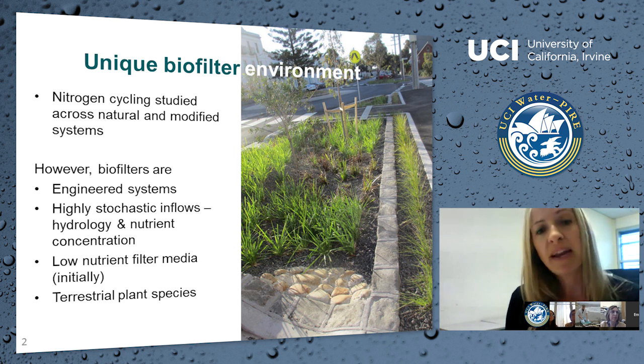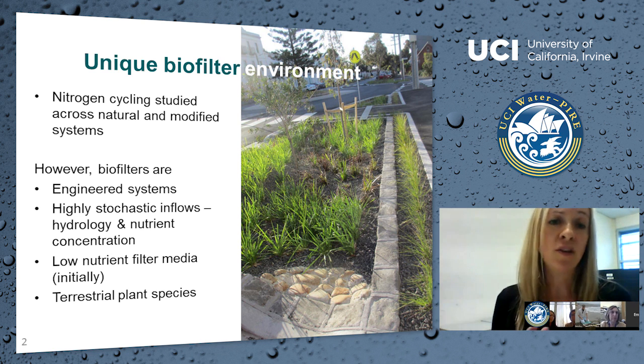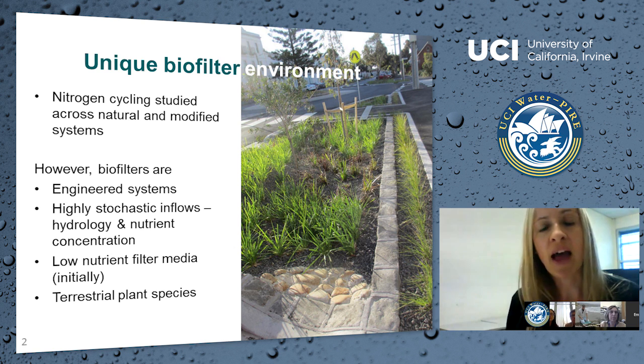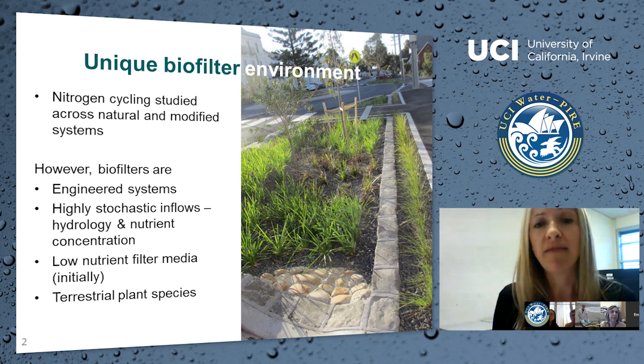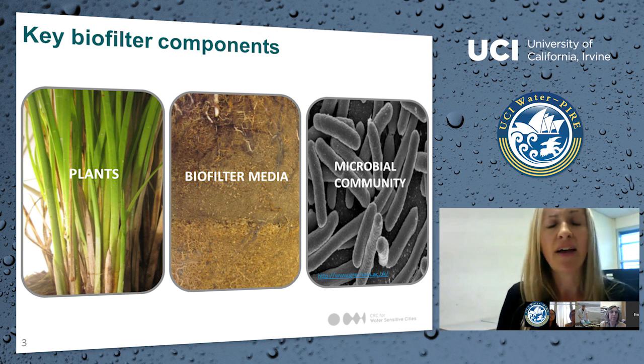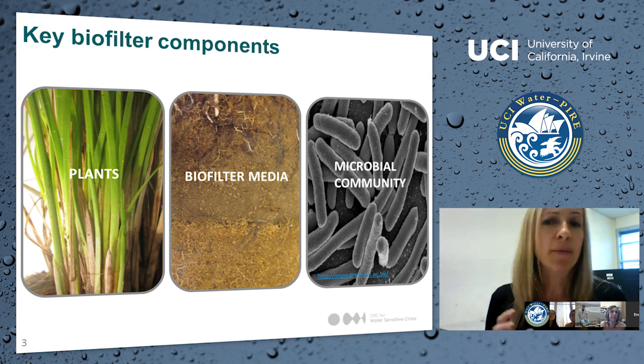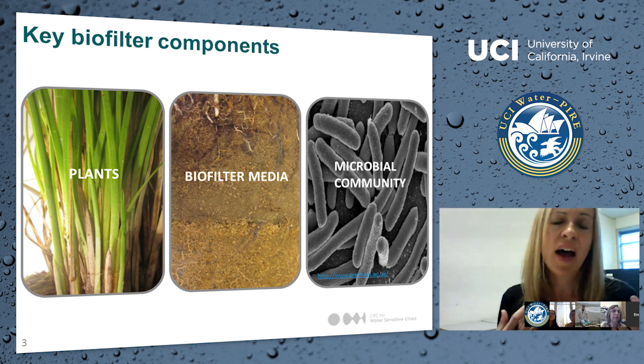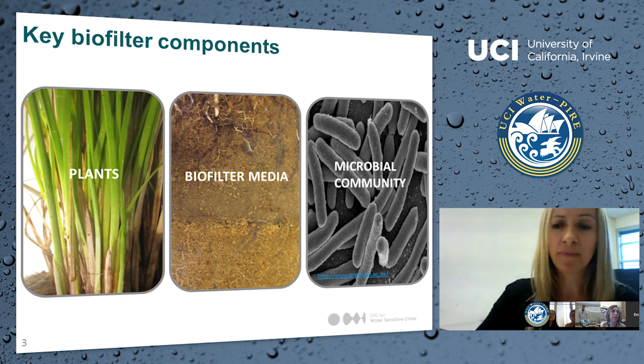The filter media has a very low nutrient content from the outset, and that has been found to be important to prevent nutrient leaching. But it creates a really barren environment for the plants at the beginning, and they're expected to receive their nutrients from the incoming stormwater flows. So slide 3 just shows the plants, the filter media, and the microbial community. They all play an important role in nitrogen cycling within these systems.